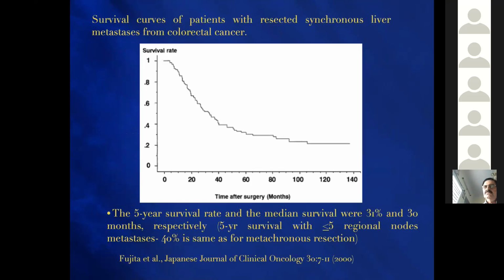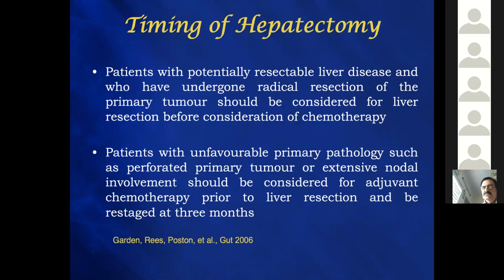The survival curve, as I told you, is 31% at 5 years disease-free survival, and median survival was 30 months. The 5-year survival when less than 5 regional nodes were involved, stage 3B, is 40%, which is the same as for the liver resection. So liver resection must not be considered as a bad thing. It is better than having multiple nodal disease.